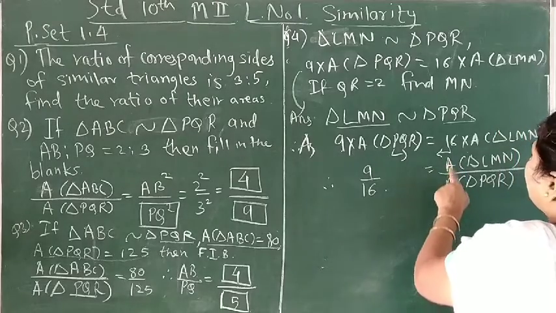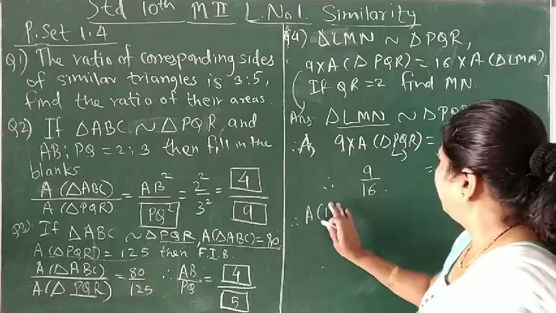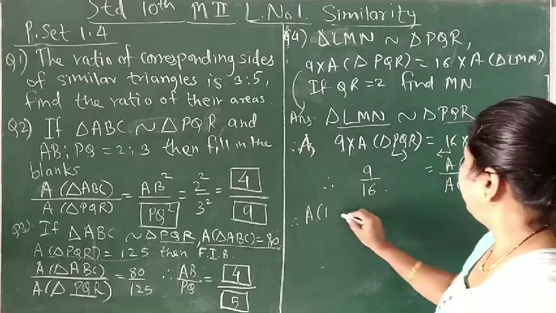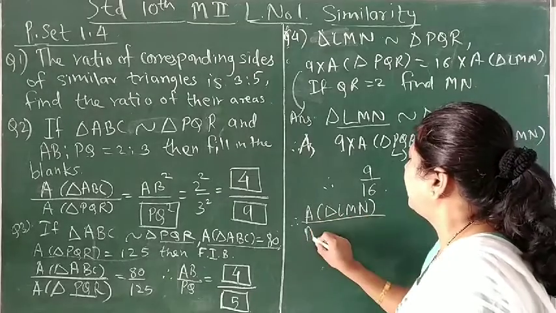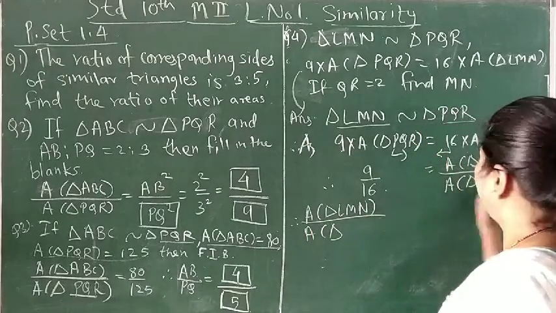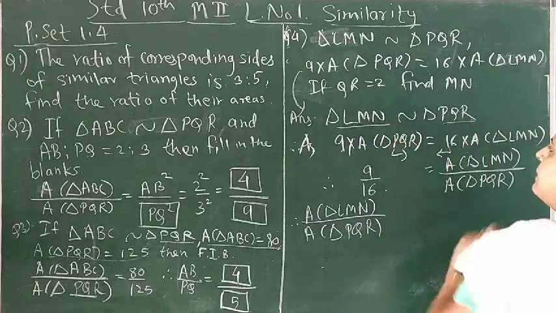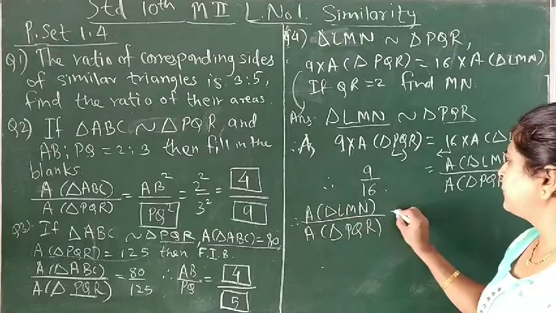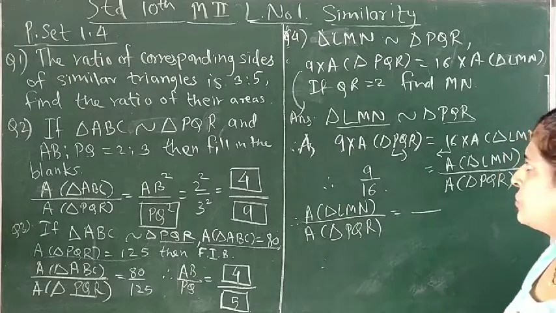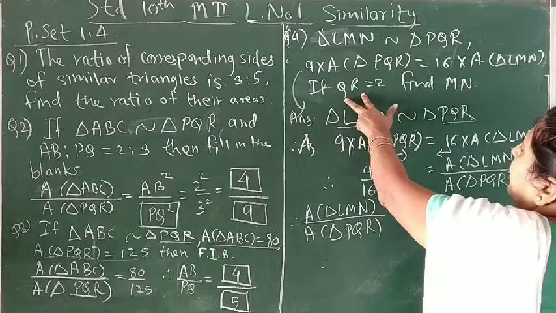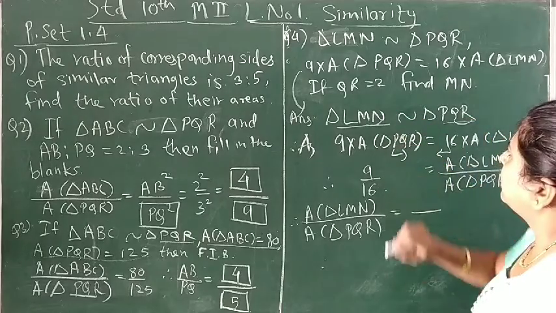So we have got the ratio of areas of these two triangles. Now let's write area of triangle LMN upon area of triangle PQR. Now it is given that these two triangles are similar, therefore the ratio of their areas will be equal to the squares of their corresponding sides. So what are the corresponding sides we want? We have been given QR and we have to find MN. Now QR and MN are the corresponding sides.